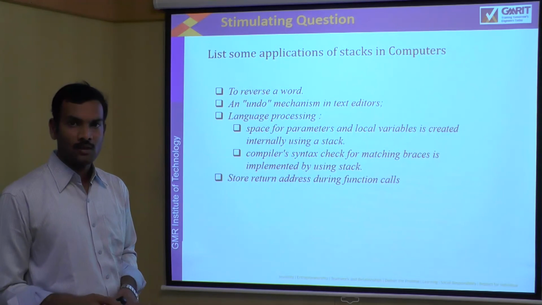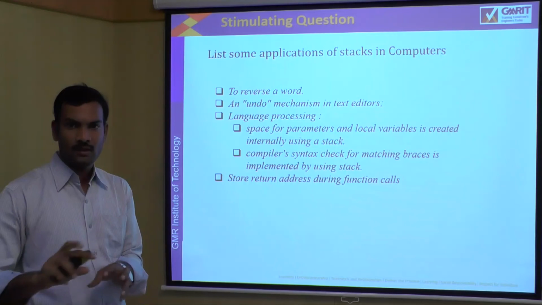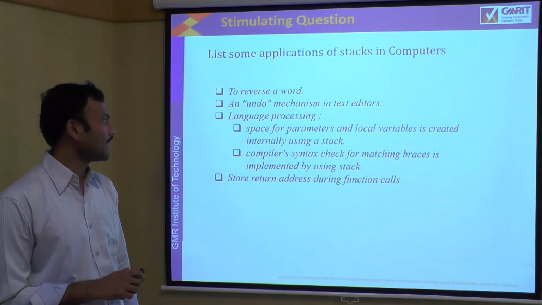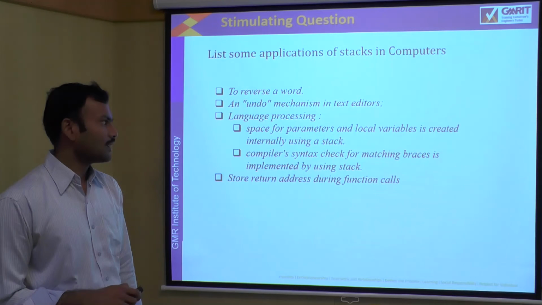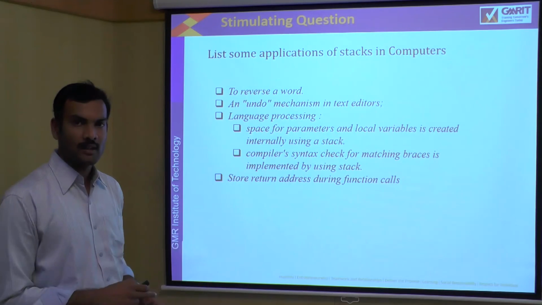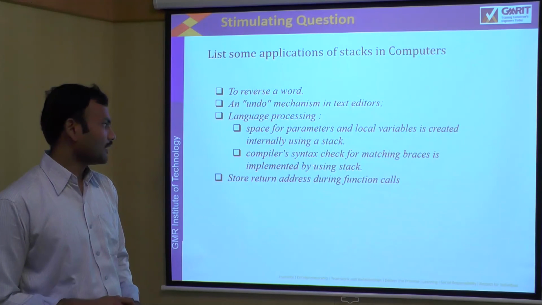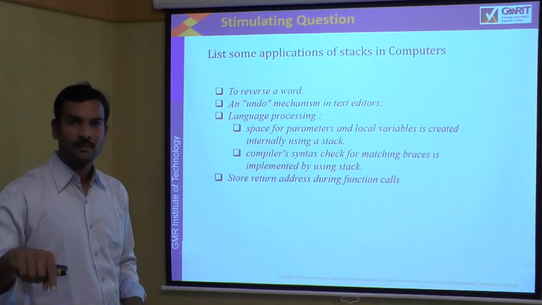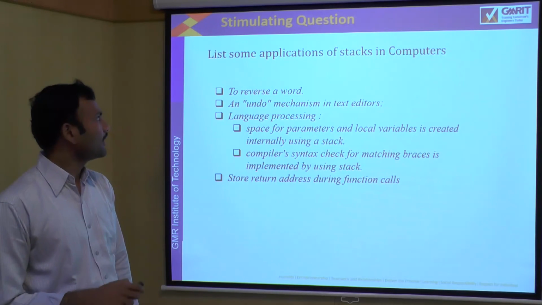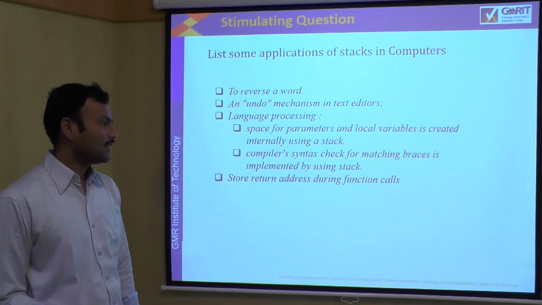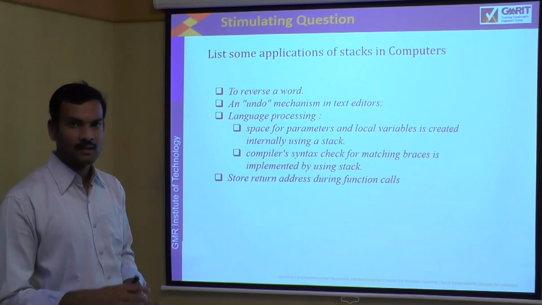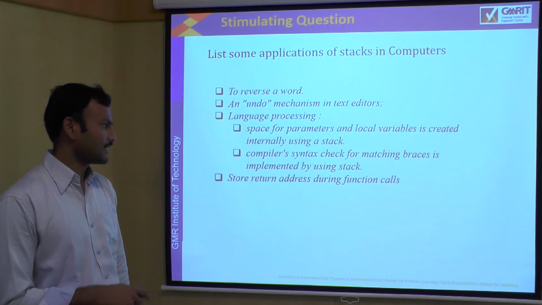Another one is undo. Most of the time, if you want to undo things, that is also an application of the stack. And in procedure calls, the local variables and the parameters that we specify will be stored in the stack area in memory. Another one is compilers. We use the left brace and right brace, and the matching of braces is done by using the stack. And during function calls, the stack has to store the return address. That address will also be stored in the stack.